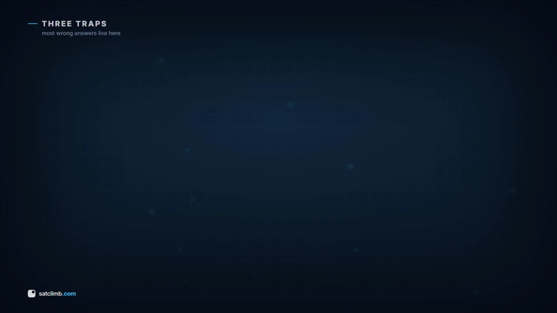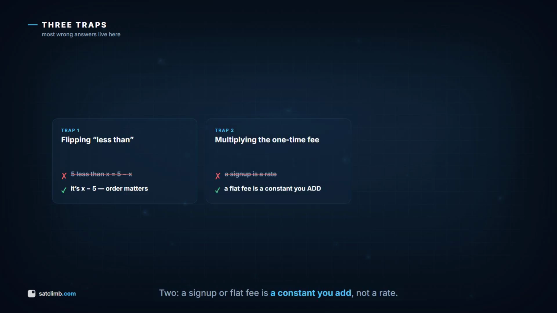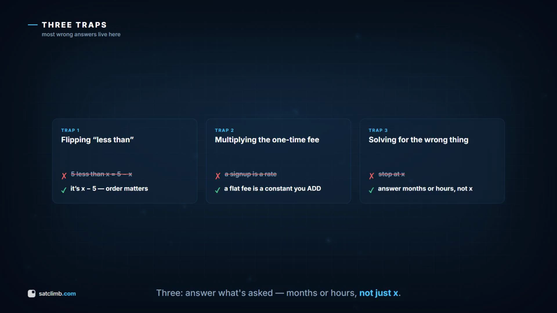Three ways this goes wrong. 1. Flipping less than. 5 less than x is x minus 5. Order matters. 2. Multiplying the one-time fee, when a sign-up or flat charge is a constant you add, not a rate. 3. Solving for the wrong thing. The question asked for months or hours, so answer that, not just x. Define the variable first, and this trap disappears.